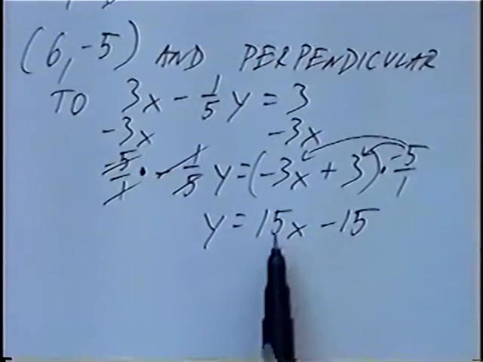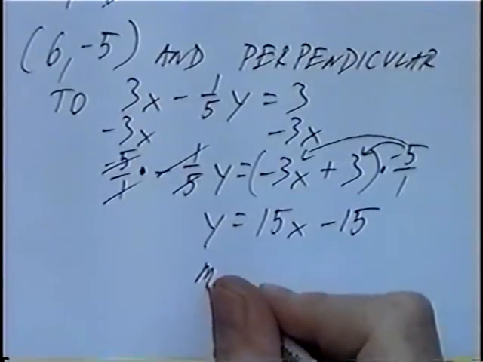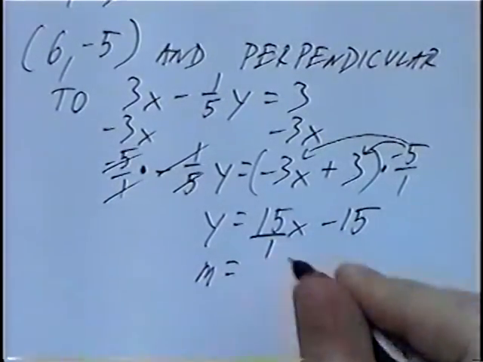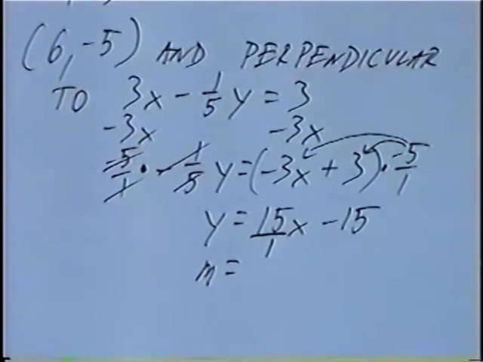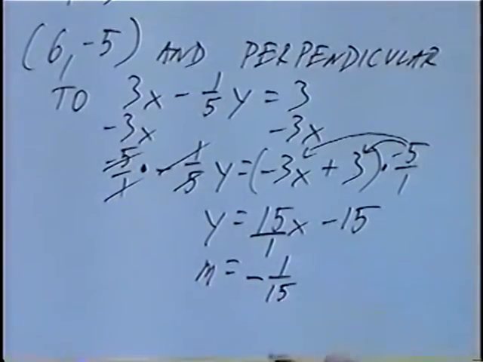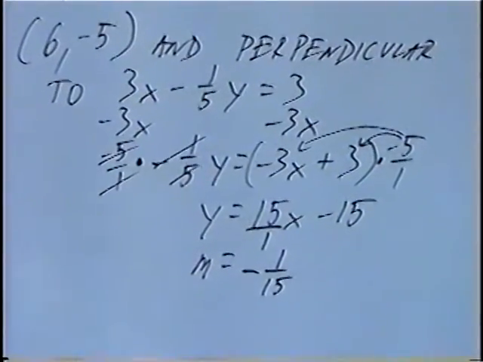We want the perpendicular slope to this equation. So the perpendicular slope, if you remember the definition, is the opposite reciprocal. The slope here is 15 over 1. Opposite would be negative, and the reciprocal of 15 over 1 would be 1 over 15. So the slope that we'll use for our answer is negative 1 over 15.